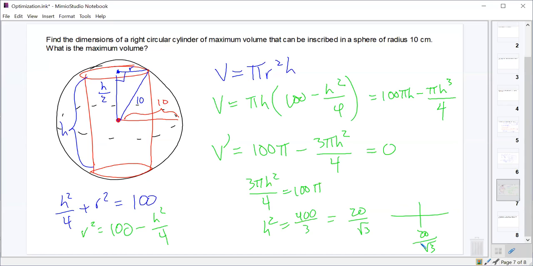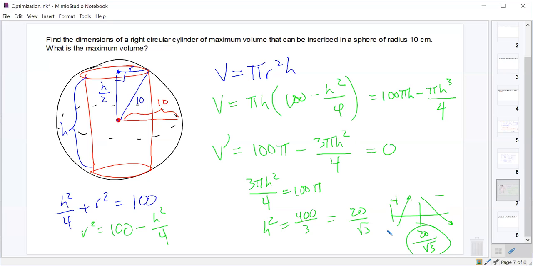Everyone all right with that or not? All good. Yeah, it's good. Okay. Now plug in something between 0 and 20 over root 3, like 1, into our derivative. That gives us 100 pi minus 3 pi over 4. That's definitely positive, so we're going up. And then something more than 20 over root 3, like 19 or something like that. Definitely this is going to be much bigger than this is, right? When we square 19, 19 squared is going to be pretty big, right? So we're going to get a minus there. And we clearly have a max at height equals 20 over root 3.